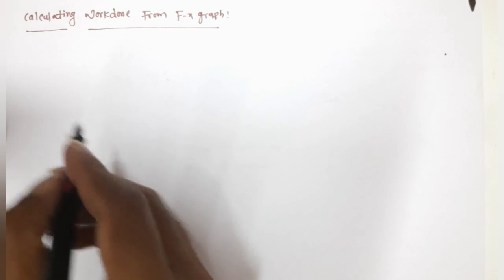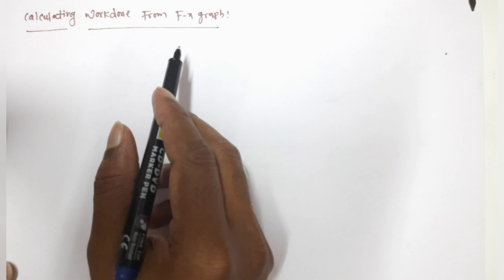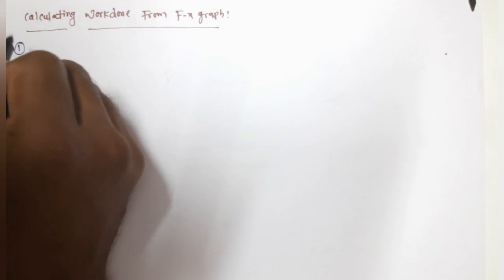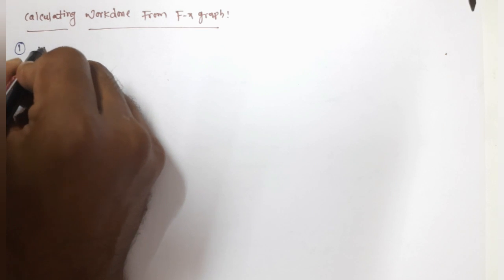Now let us see how we calculate work done from the F-x graph. In an F-x graph, we take force on the y-axis, and x means the displacement of the object on the x-axis. We can calculate work done from the F-x graph. Now let us see how we calculate. Take case 1, when a constant force is acting.